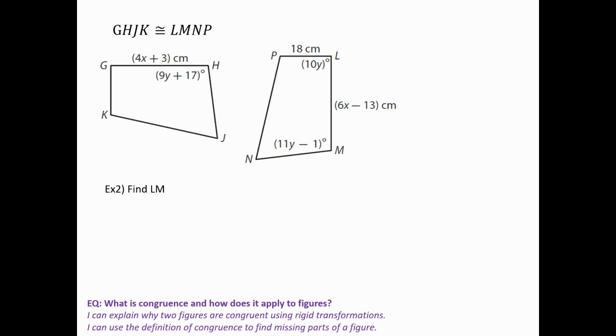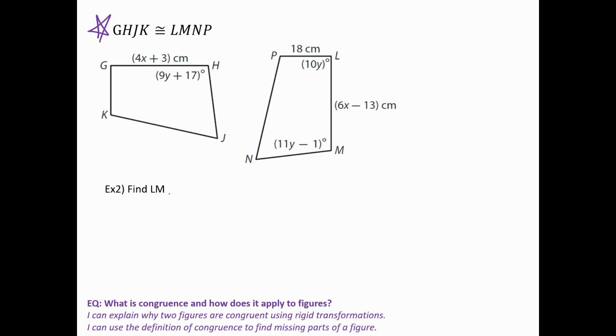Okay, so of course we have to make this a bit harder. Now we have a quadrilateral. That's not what makes it harder. What makes it harder is we have expressions instead of just numbers for our sides and our angles. But that's okay. We can use the same concept. Again, starting from the congruent statement, we have GHJK and LMNP are congruent figures.